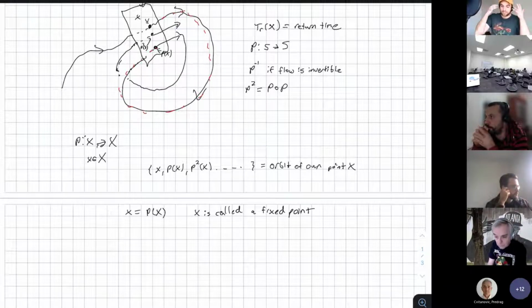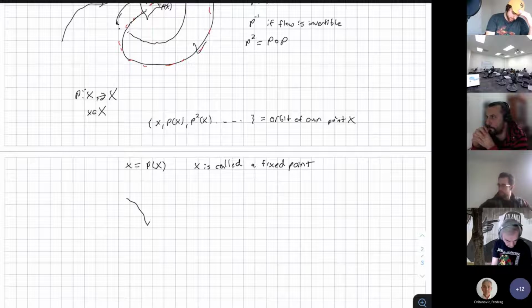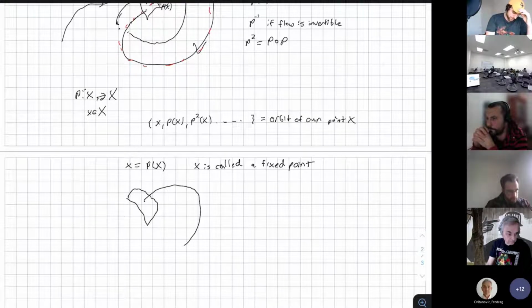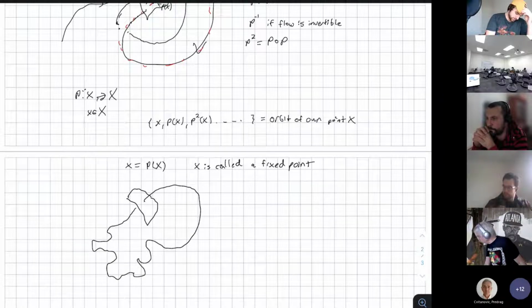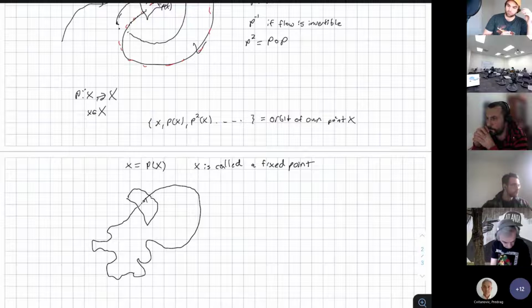Now, what does that mean in terms of our flow picture? What is that actually telling us is going on? That's saying that I have some surface and my dynamical system exits the surface, does some crazy things out in the wild, and then it comes back to exactly where it started.